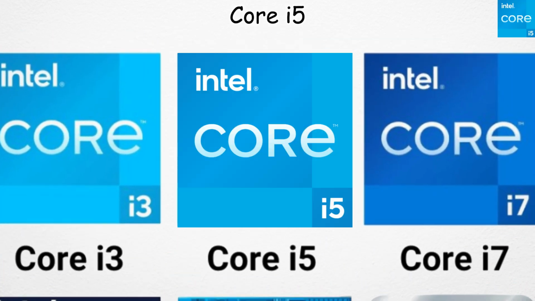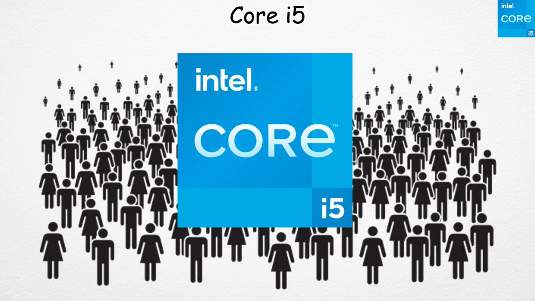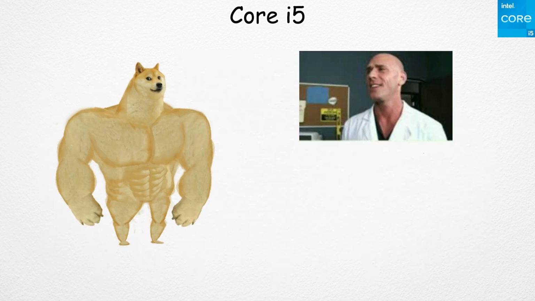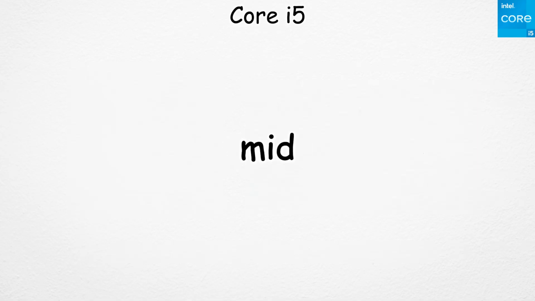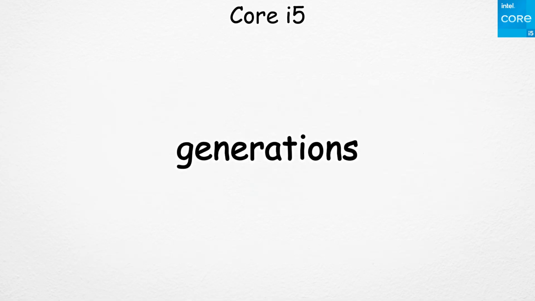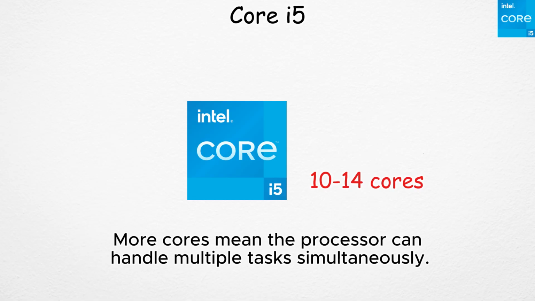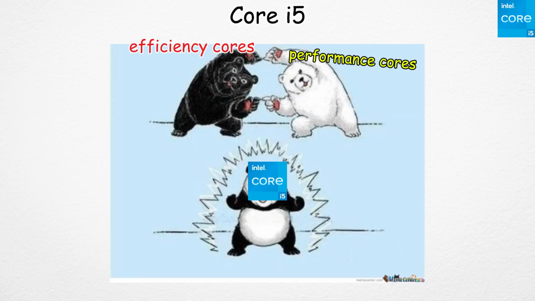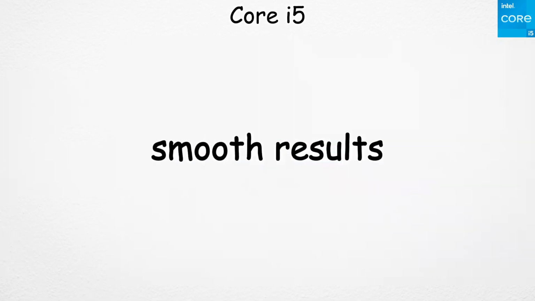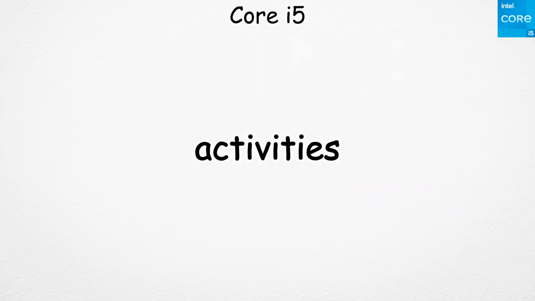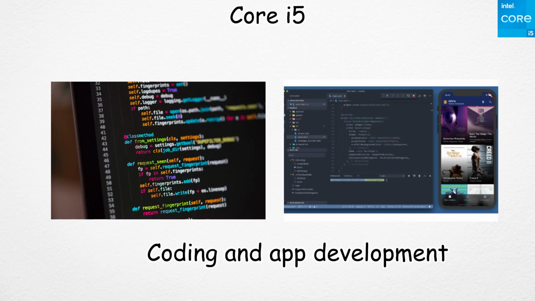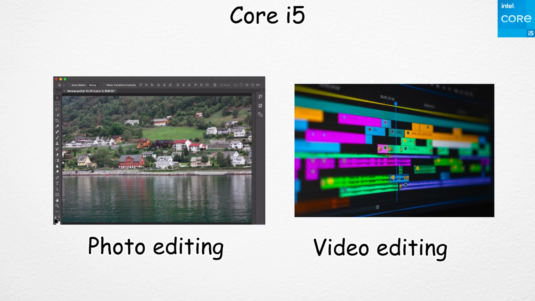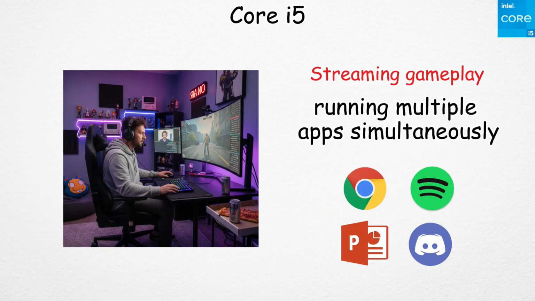Intel Core i5, the go-to choice for most users. If you're looking for strong all-around performance without overspending, the i5 hits the sweet spot. These mid-range processors in modern generations usually feature around 10 to 14 total cores, a mix of performance and efficiency cores, delivering smooth results across a wide range of activities. Solid 1080p, 1440p gaming, coding and app development, photo editing and light to moderate video work, streaming gameplay or running multiple apps simultaneously, it can handle it all.